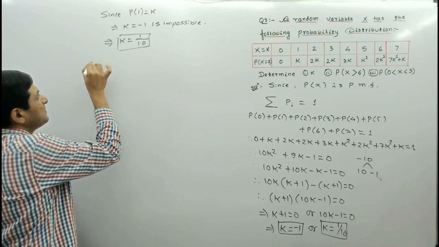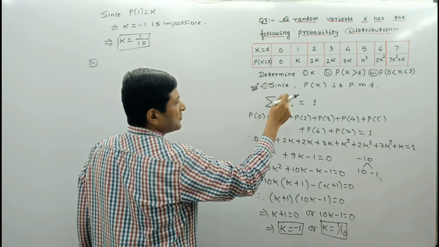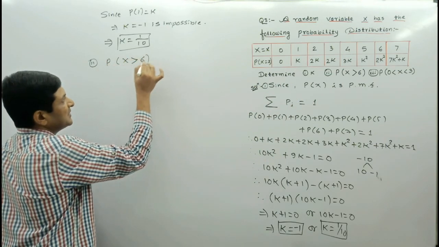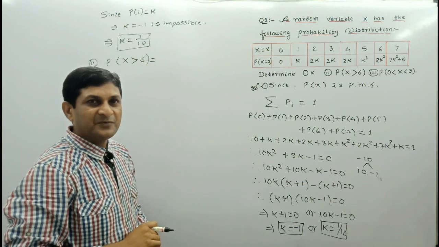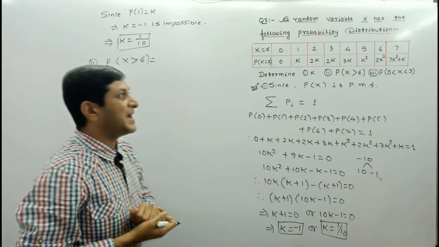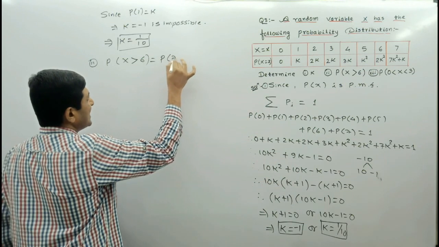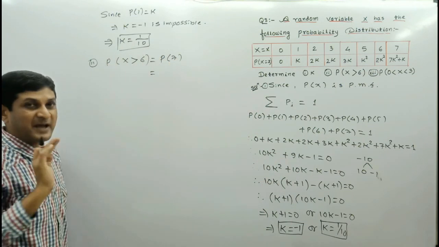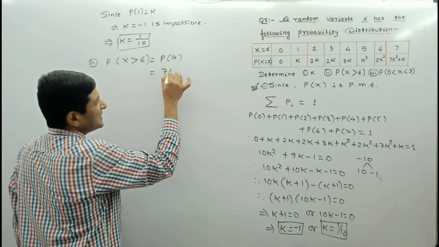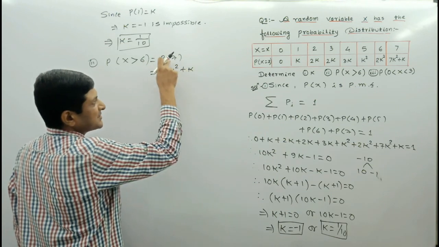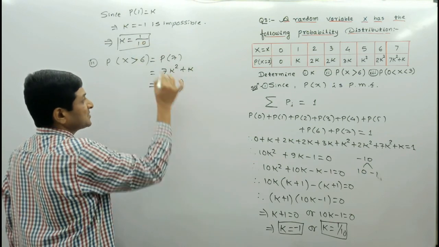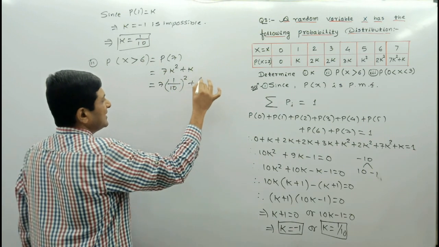Now we are solving the second part of this example. This was the first part, to find k. The second value is p of x greater than 6. Now how many values are there which satisfy this condition, meaning values of the random variable greater than 6? Here we can observe that only one value is there, that is 7. So we can say that it is p of 7, because this condition is satisfied only by one value of the random variable, 7. So we are finding the probability of 7, which is 7k square plus k. We are just substituting the value of p of 7. So it is 7, keep it as it is, and replace k by its value, which we just got, 1 by 10 square plus 1 by 10.